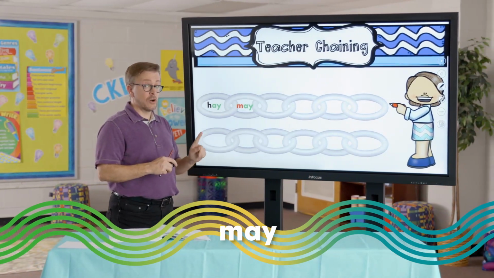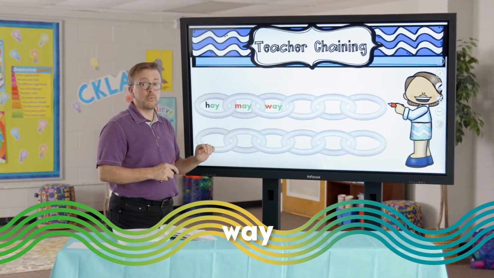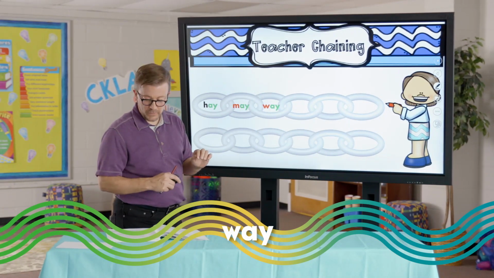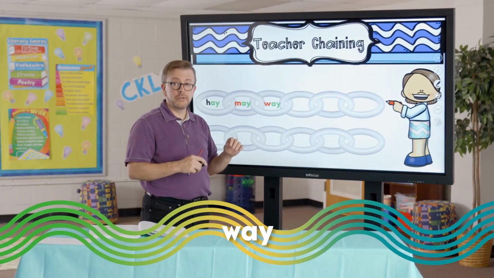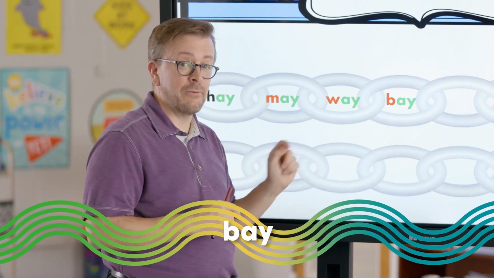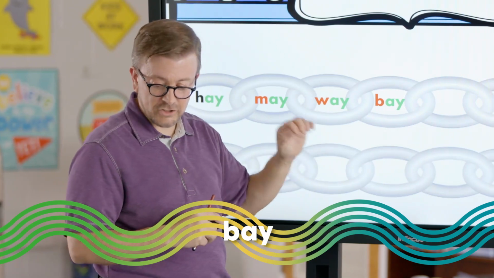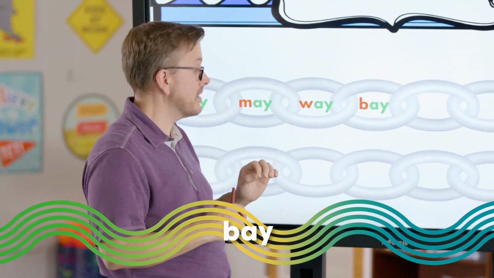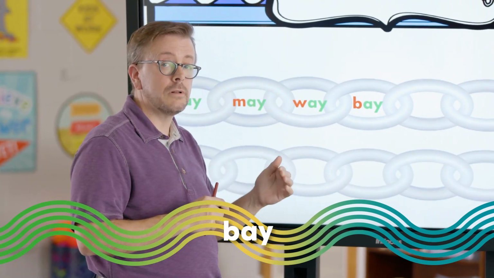All right, beginning sound is all you're changing. You're keeping the A sound made with the AY. You're going to end up with way. Okay, good. I know you're getting these. Now we're going to change the W to B, W to B. And what are you going to get? Bay, right? So now again, keeping in mind, we're not changing the A sound, just paying attention to the beginning sound. So now change the B to L, B to L.